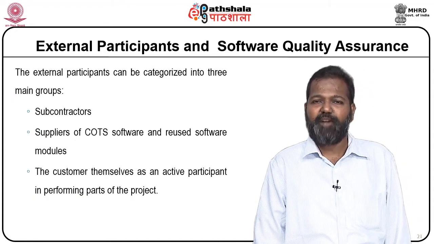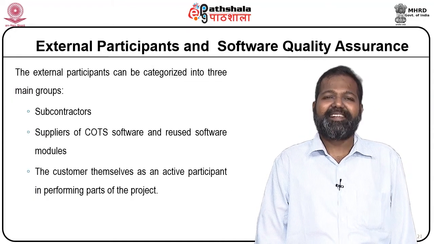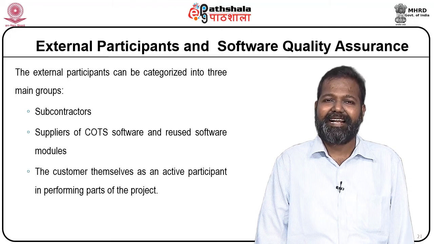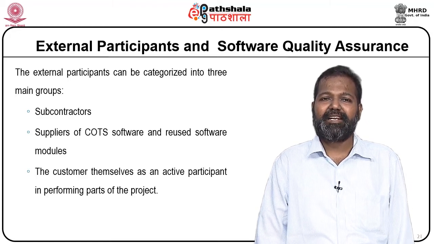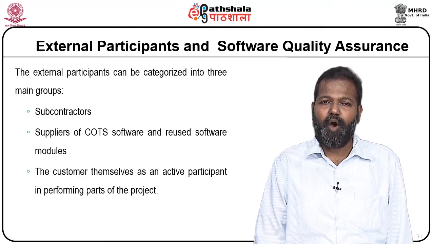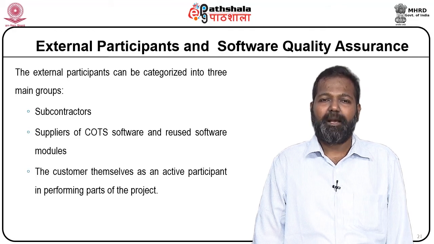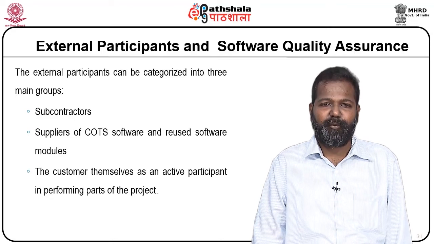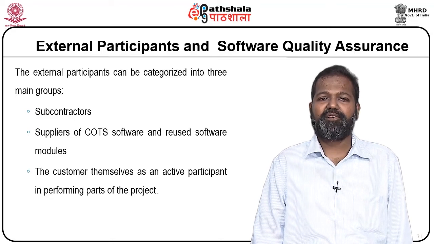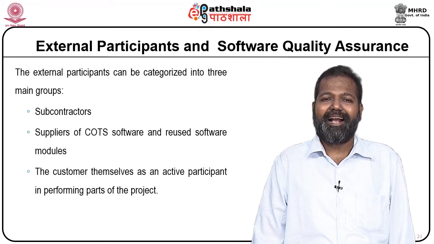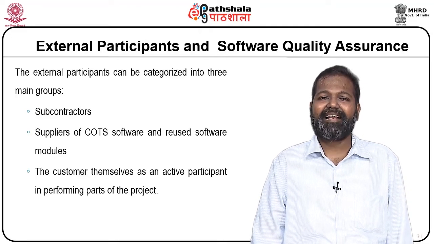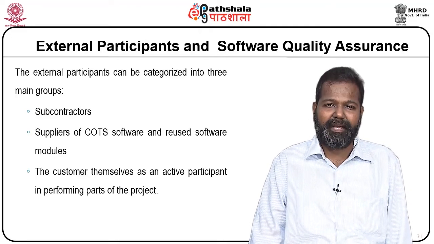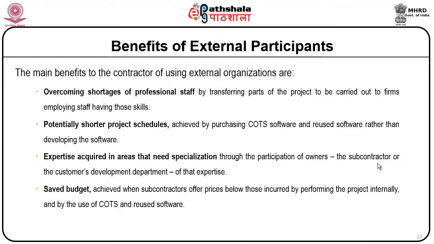External participants and software quality assurance. The external participants can be categorized into three main groups: subcontractors, suppliers of commercial off-the-shelf software and reused software modules, and the customer themselves as an active participant in performing parts of the project.